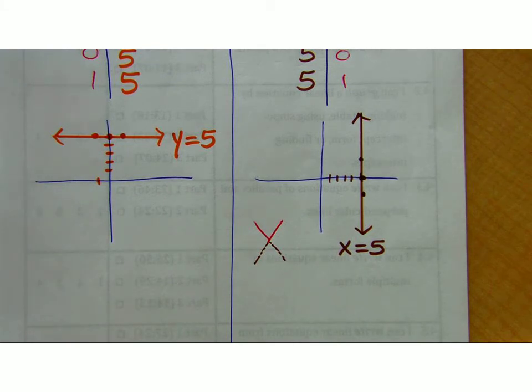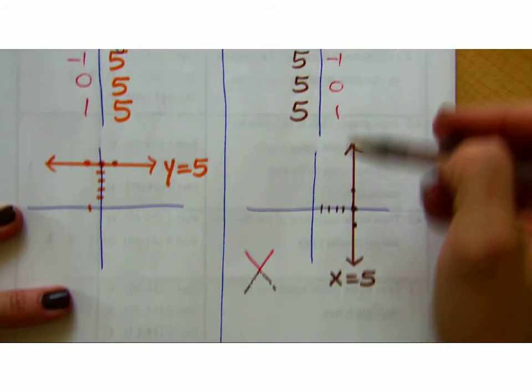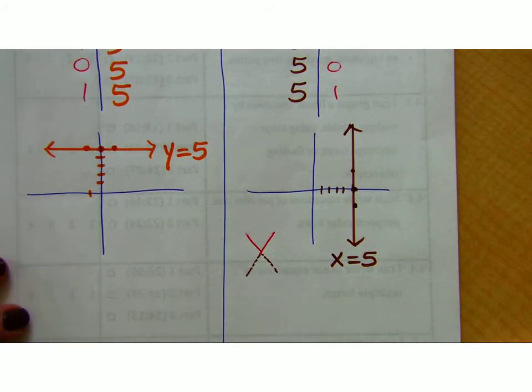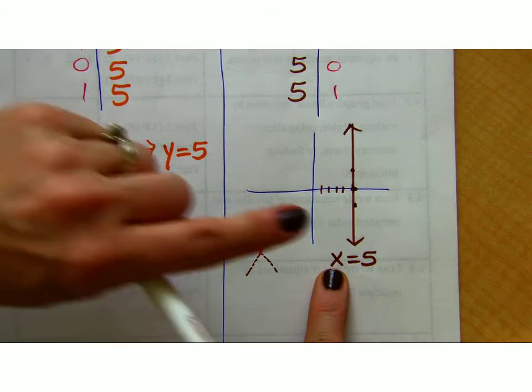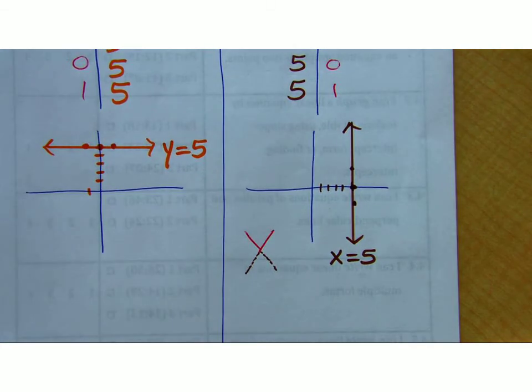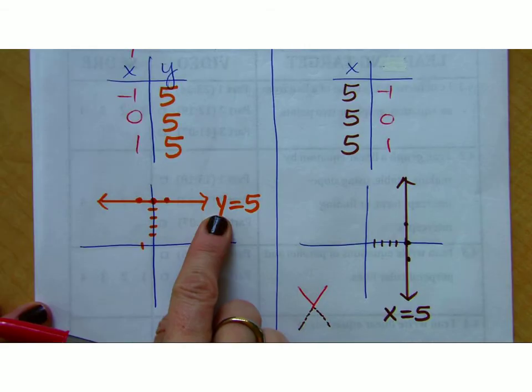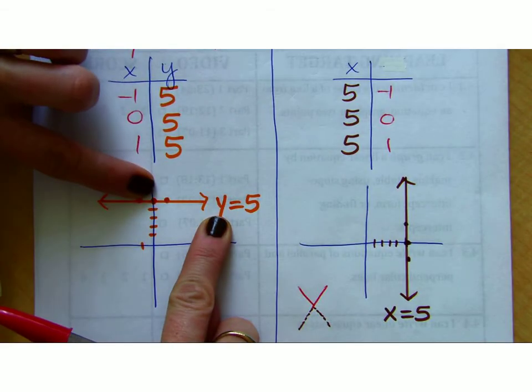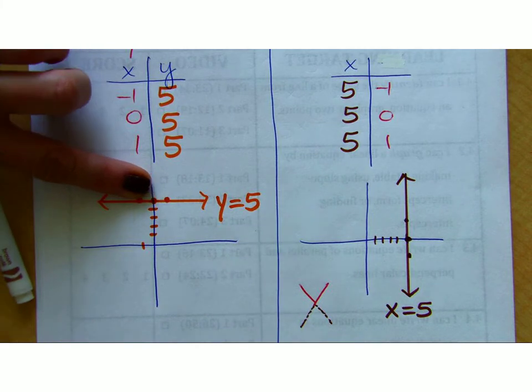Okay, you don't need to show a table. You don't need to do anything except if it's x, go to the x-axis where it tells you to and draw a vertical line, okay? If it's y with no x, go to the y-axis at 5, draw a horizontal line, okay?